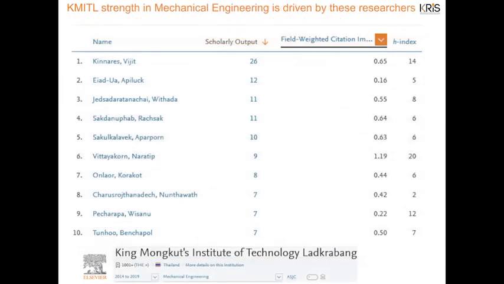If we look at the strength in mechanical engineering, that is driven by the following researchers. So we can see for each researcher in mechanical engineering how many papers they've published and what the citation impact is. So we see that Naratip Vidyakorn has 9 papers which were cited 19% more than world average. So this particular researcher has a higher impact than some of the other researchers, specifically within mechanical engineering.